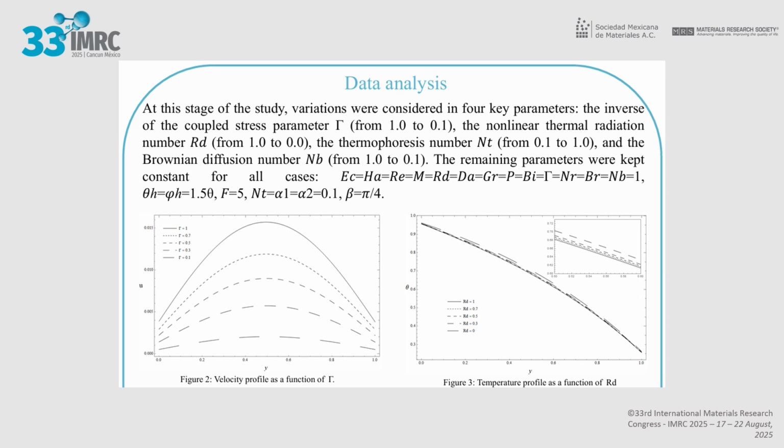Figure 3 shows that as the parameter Rd increases, the temperature of the hybrid nanofluid decreases throughout the entire domain. This is because a higher value of Rd intensifies the effect of nonlinear thermal radiation, which promotes greater dissipation of thermal energy toward the channel walls. As a result, the system loses heat more efficiently, leading to lower temperature profiles. On the other hand, when Rd is zero, there is no contribution from the radiative term in the energy equation, which causes thermal accumulation in the system and a higher fluid temperature.